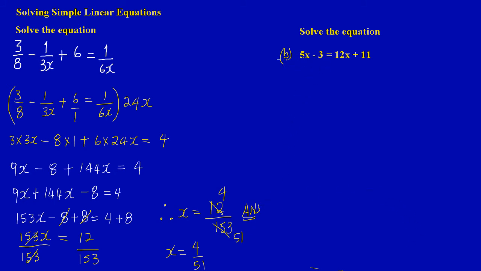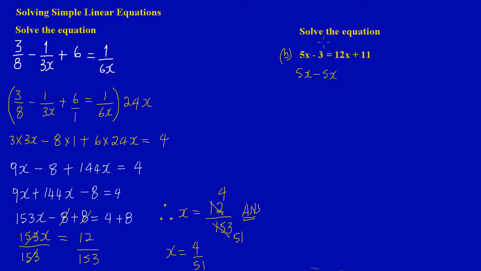However, in part B here, let's just look at this quickly. Here I have a 5x minus 3. So I'm going to take all the x's to the left-hand side and all the numbers to the right-hand side. So since the 12 is positive over here, I'll move the 5x first to my right-hand side. Okay, so I'll have a 5x minus 5x.